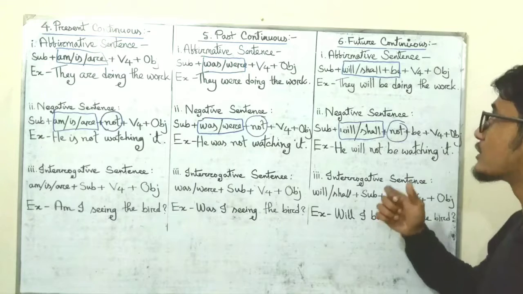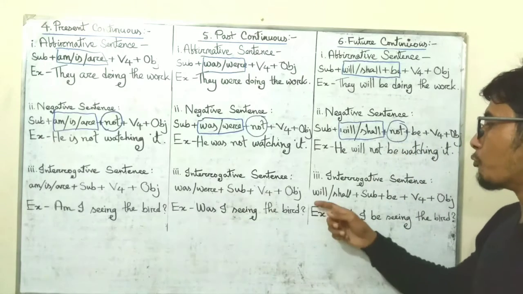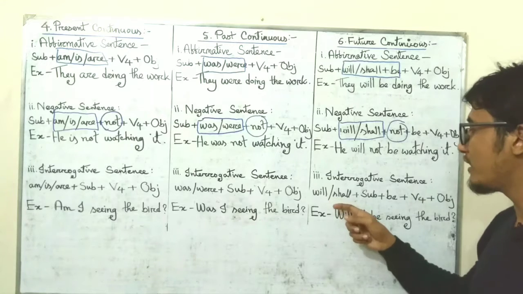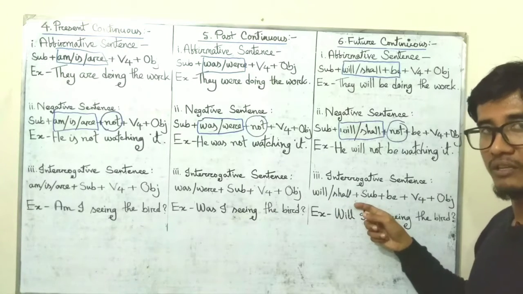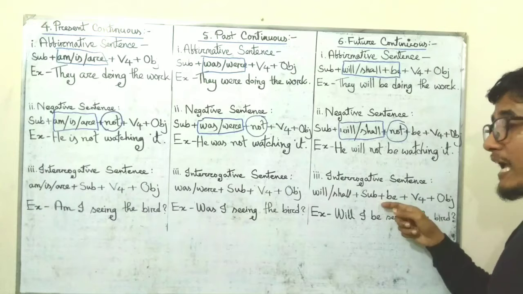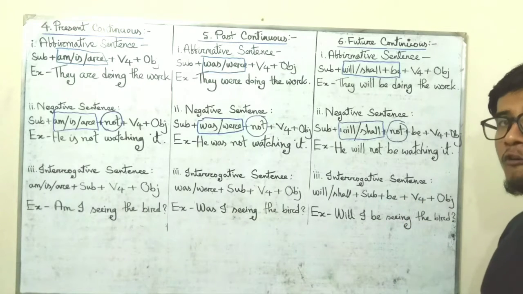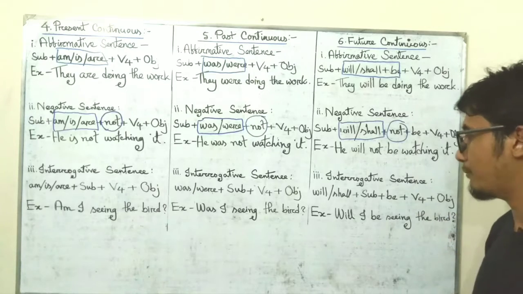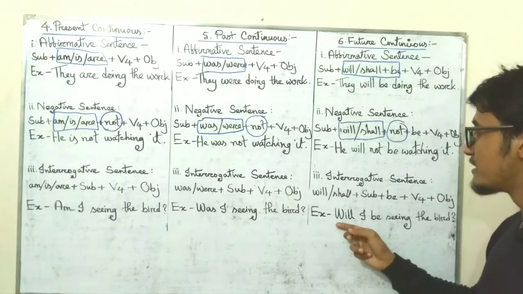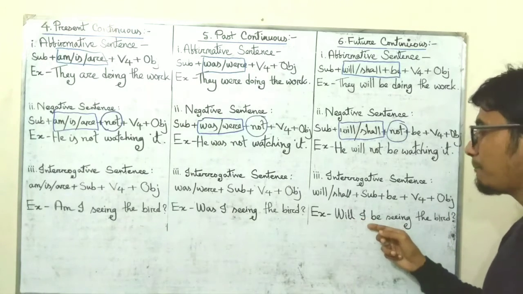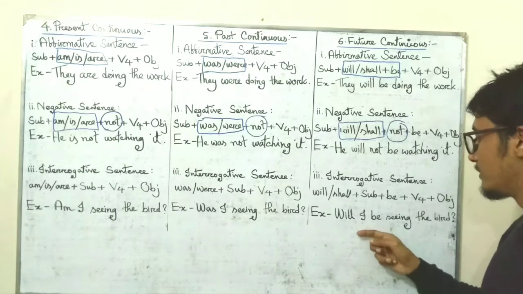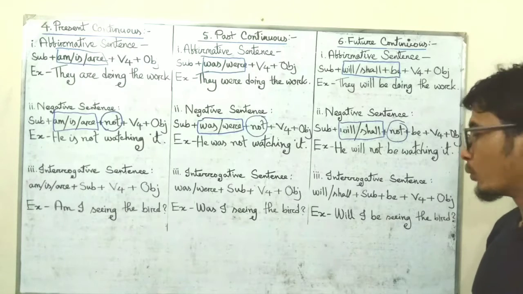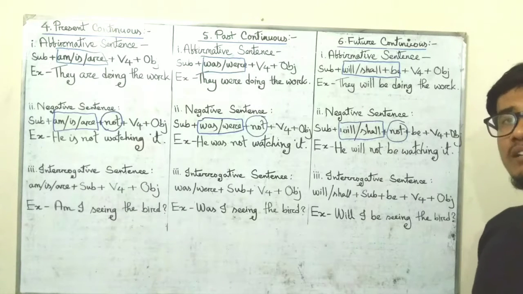And in interrogative sentence of future continuous, we begin with will or shall. After will or shall, we use the subject, and after subject, be, and then plus V4, verb plus ing, and finally an object. So let's see the example. Will, subject, I, then be. Will I be, verb plus ing, seeing, object, the bird. Will I be seeing the bird?